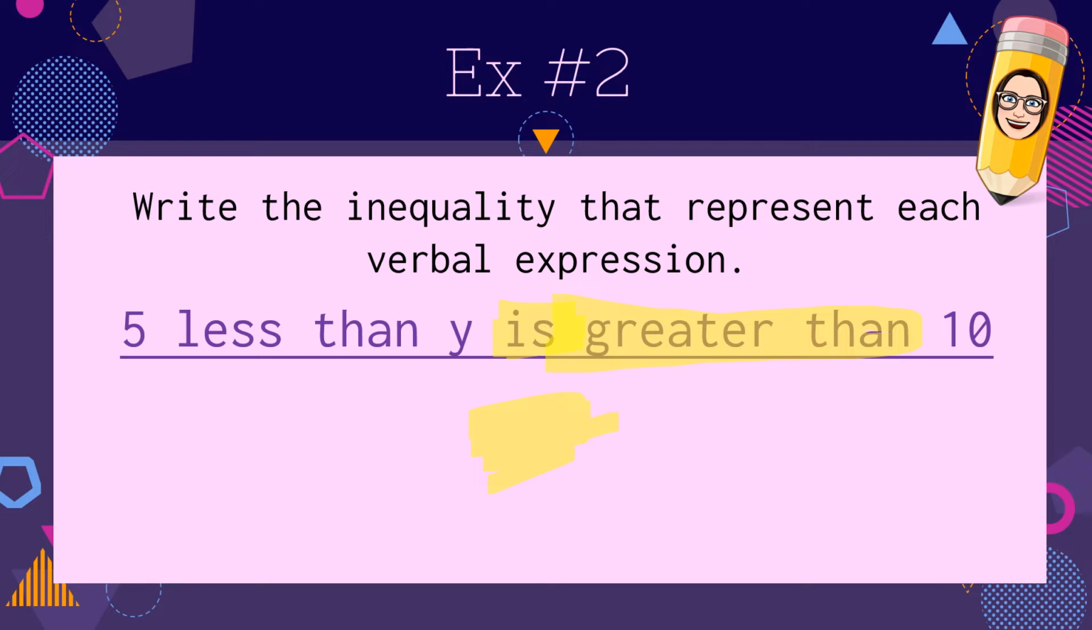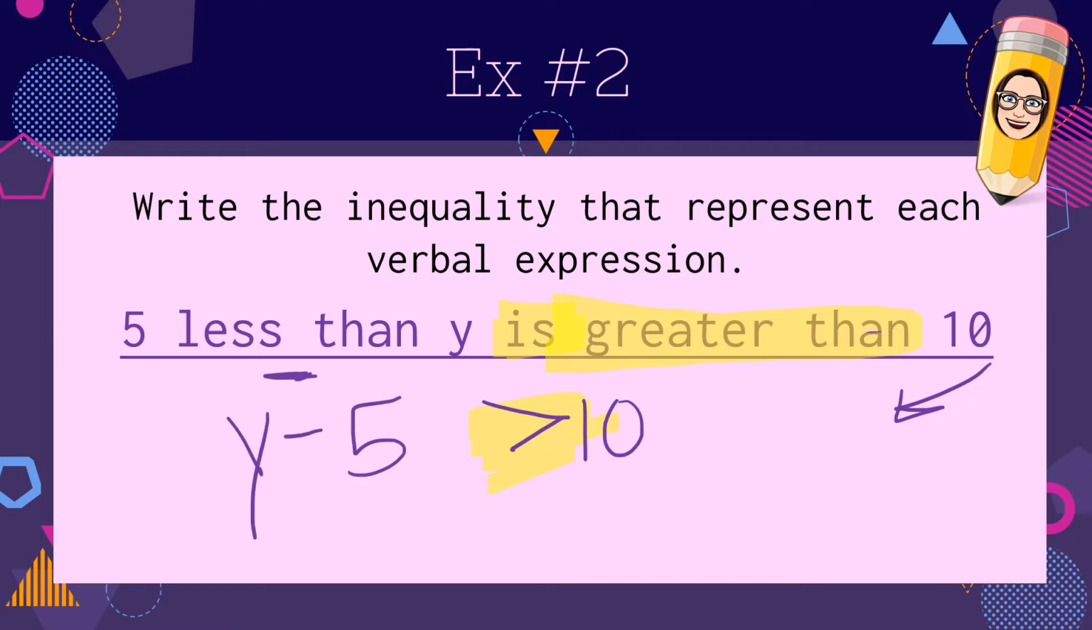So let's start with that since we have is. Is greater than. To the right, I'm going to have the 10. But on the left, 5 less than y. This less than means subtraction since there's no is in front of it. So we're going to have 5 less than y. Now this order needs to be exactly as I have it written.